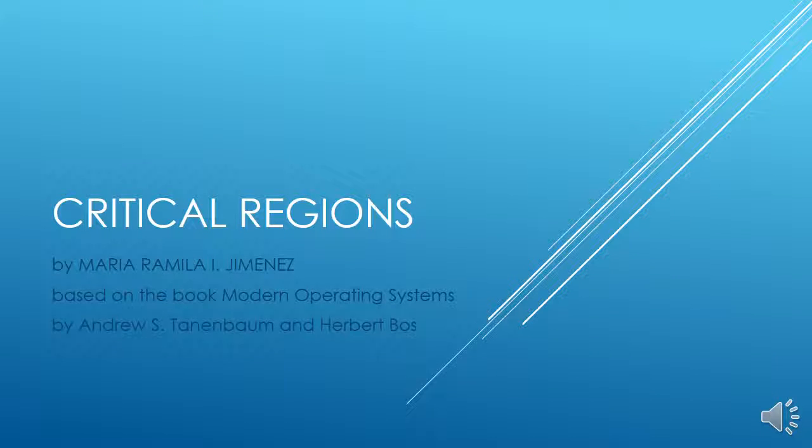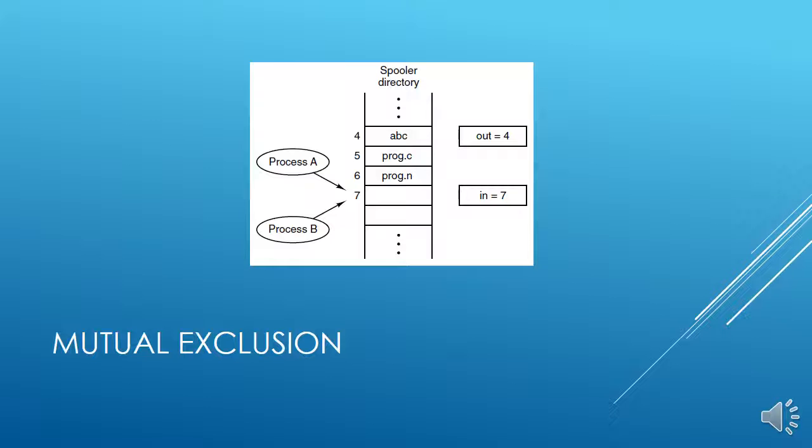Good morning. Today I am going to discuss critical regions. How do we avoid race conditions? The key to preventing trouble here and in many other situations involving shared memory, shared files, and shared everything else is to find some way to prohibit more than one process from reading and writing the shared data at the same time. Put in other words, what we need is mutual exclusion.